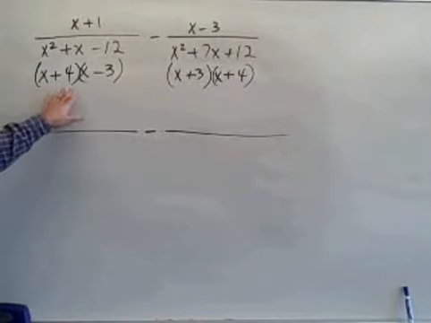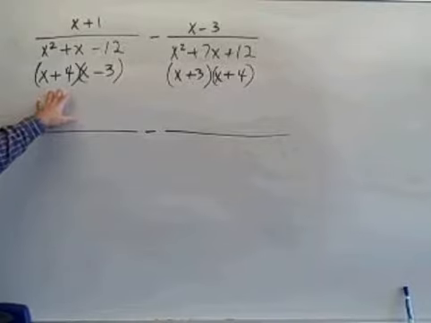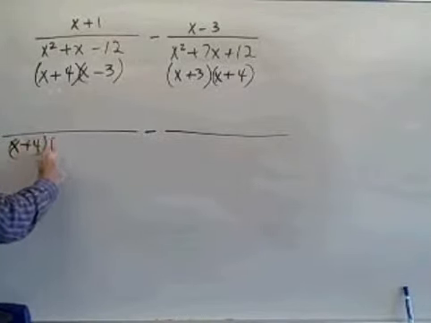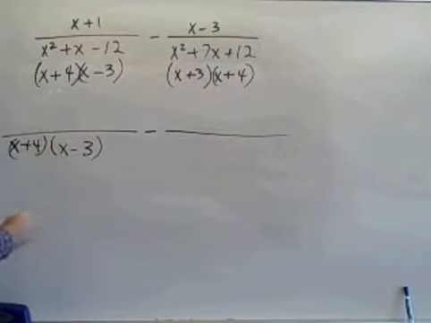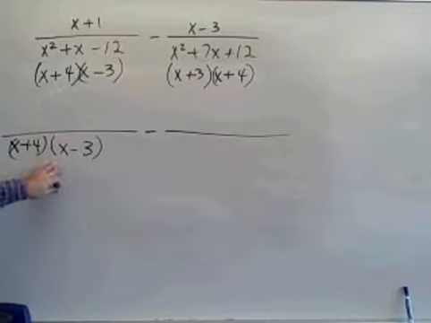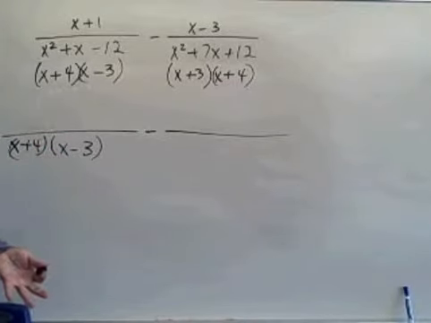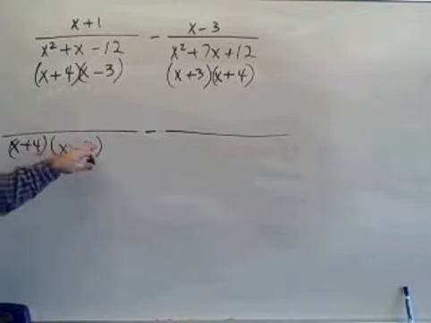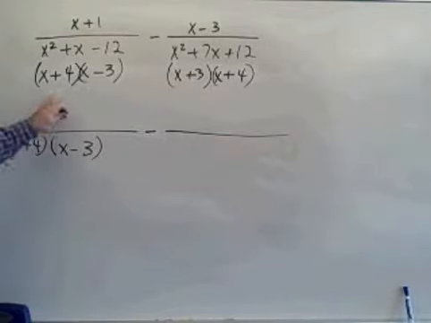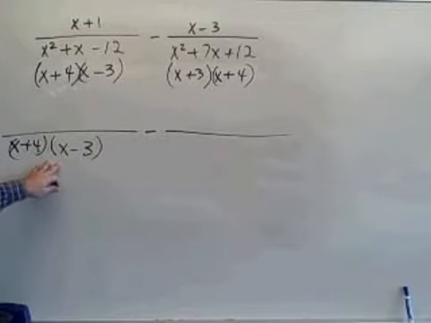Well, the common denominator will need to have these two factors in it, so that this factor could divide into it. Remember, isn't that the way a common denominator always works? Each denominator can divide into the common denominator. So the only way these two factors would divide into the common denominator is if they are present.